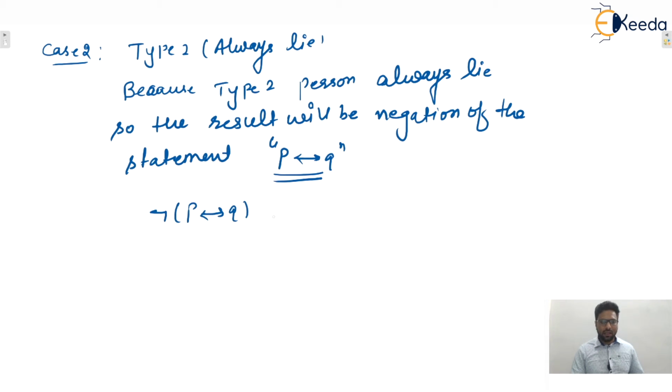Yes, this one is P XOR Q. I already told you this in the initial lectures. After the negation, you will see this is P XOR Q, and P XOR Q can be written as P dash Q plus P Q dash. Isn't it? I already told you these things in the first lecture itself, with the XOR operation.